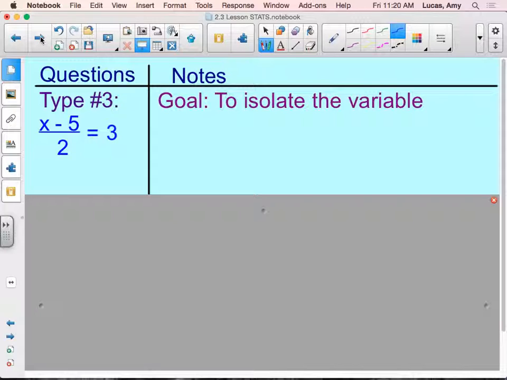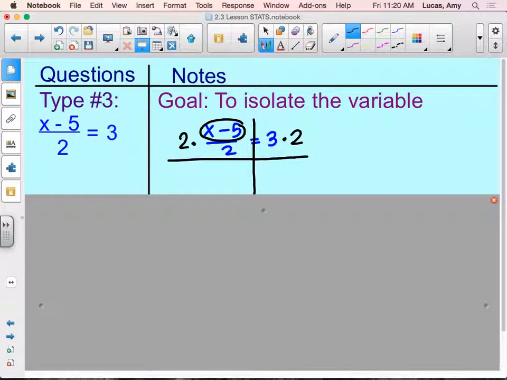Our third type, x minus 5 all divided by 2 equals 3. This one's a little bit trickier because it's a fraction like the last one, but it's a big fraction. So the variable part is actually up here in the numerator, and we need to multiply by the 2 on the bottom of the fraction at our first step.